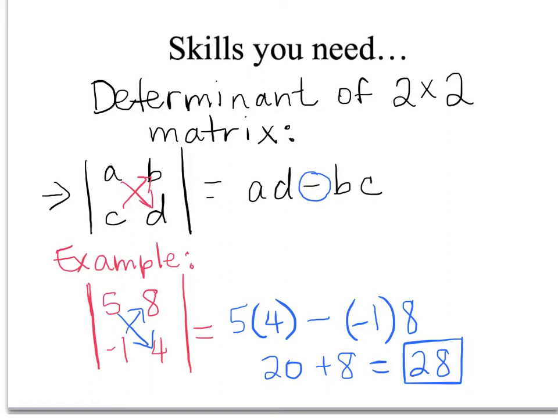So the example that's given, we would do 5 times 4, which is 20. Then 8 times negative 1, which gives us negative 8, but if I'm subtracting a negative 8, then 20 plus 8 would be 28 for the value of the determinant.